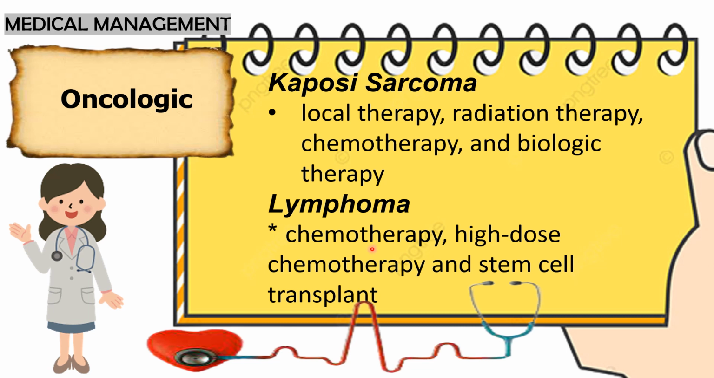And for lymphoma, there is no standard treatment for AIDS-related peripheral or systemic lymphoma. The treatment plan is adjusted for each patient and usually includes one or more combinations of chemotherapy, high-dose chemotherapy, and stem cell transplant. There are many ongoing clinical trials using monoclonal antibodies and different treatment combinations that patients with AIDS-related lymphoma may be eligible to enter.